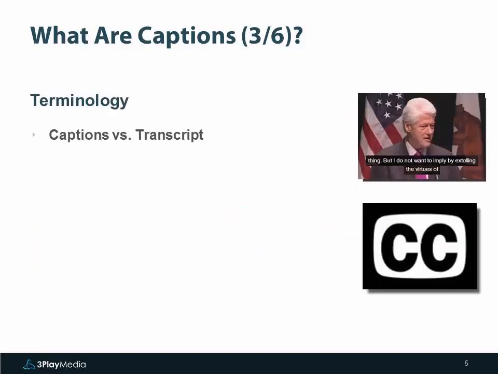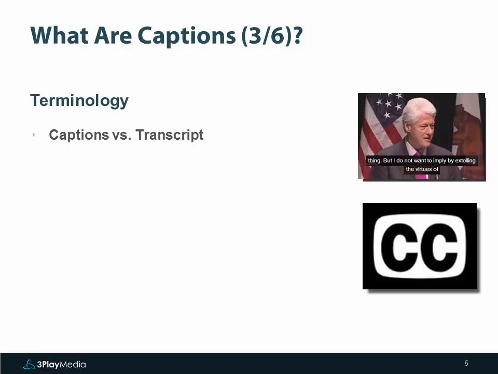So a little bit about the terminology that you'll hear with captioning. First of all, what is the difference between captions versus a transcript? The difference is that a transcript is just the text. It's something that you can create, for example, in a Microsoft Word document. There's no time information. Captions, on the other hand, have time information, and also the transcript is broken up into caption frames. The timing information basically aligns each caption frame so it can be read along while watching the video.